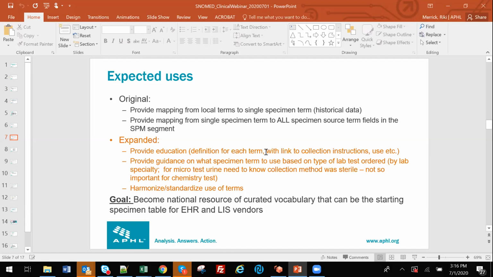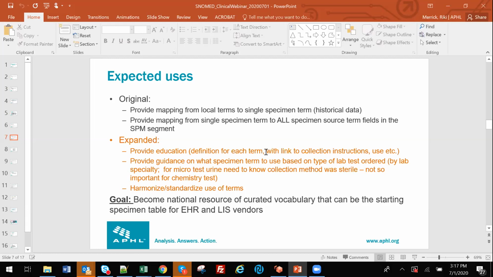And so we wanted to include a link to collection instructions and basically make it a tool for education at the same time. Also, that data entry field has a lot of job turnover as well. So that was another reason to include that education piece.